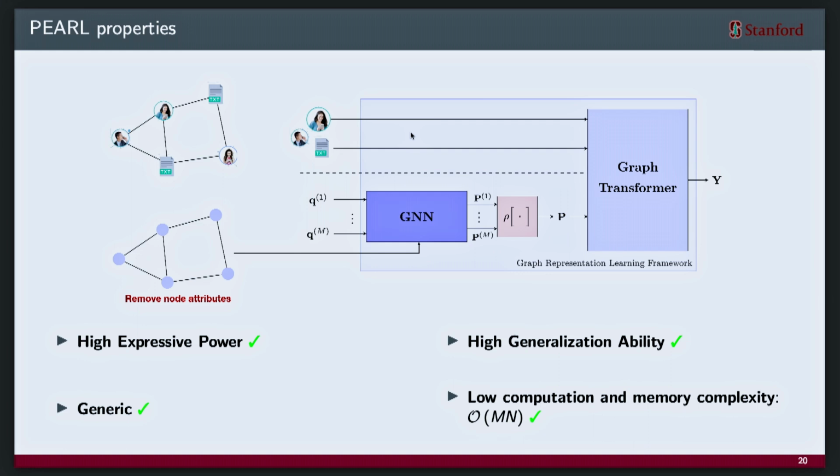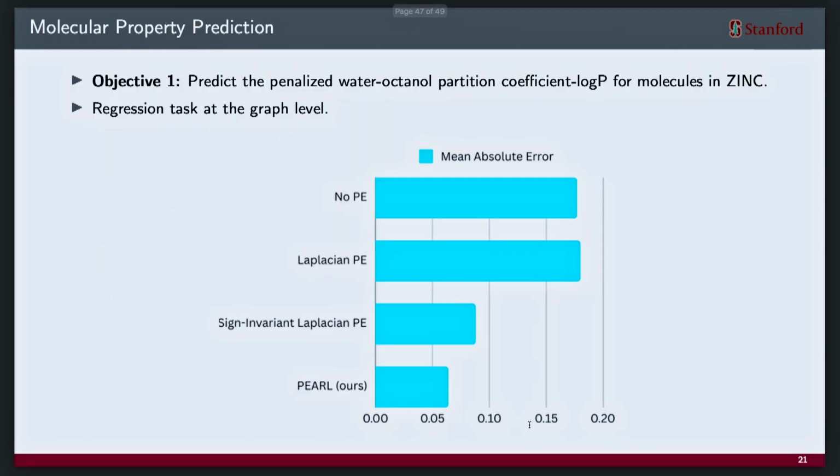And what is super cool is that the computational memory complexity is O(m times n). n is the number of nodes, m is the number of samples. And the number of samples for large graphs can be much lower than the number of nodes. So it's kind of independent from the size of the graph. So now we test our proposed approach in two tasks.